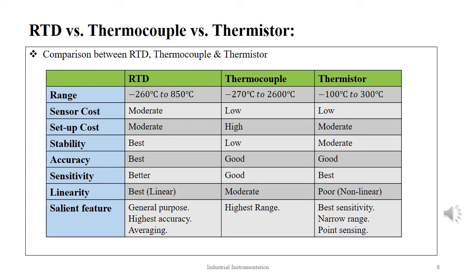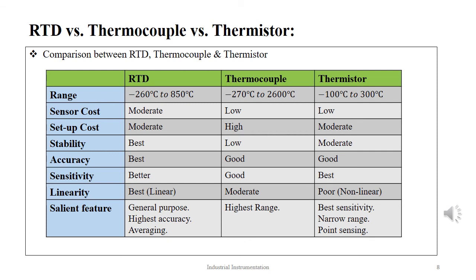Here we draw a comparison between the three main types of electrical temperature measurement devices, that is the RTD, the thermocouple and the thermistor. The properties on which these three devices are compared are their range, cost, stability, accuracy, sensitivity, linearity and objective purpose.